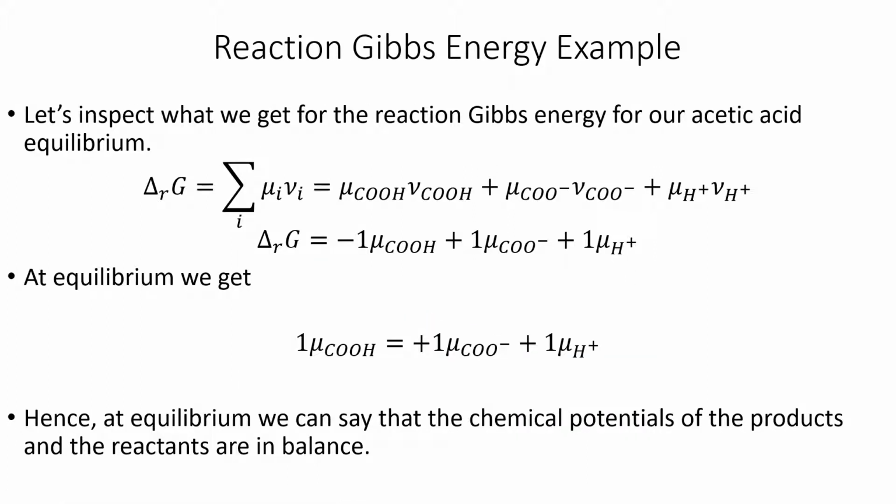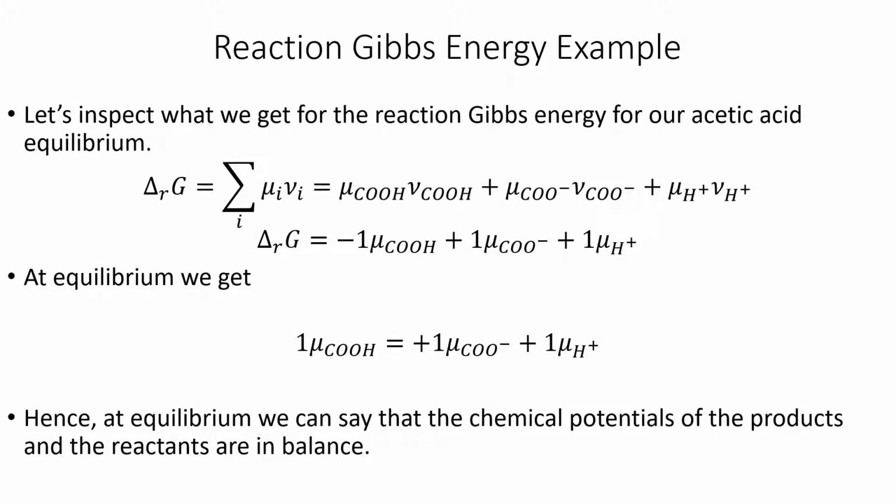All right, so the reaction Gibbs energy. We'll now do an example. We will go back to our acetic acid equilibrium from before. We'll write out delta r G is equal to the sum of mu i nu i. And you'll note that all I've done is explicitly write out the sum for each chemical species, including the carboxylic acid group, both protonated and deprotonated, as well as the H+. Now, if you go and look at that reaction from before, you will note that the stoichiometry is very simple. For COOH, that nu parameter is equal to -1. Basically, it says for every COOH that we lose, we gain a COO minus and an H+. Hence, the stoichiometric parameters for the deprotonated species and H+ are +1.